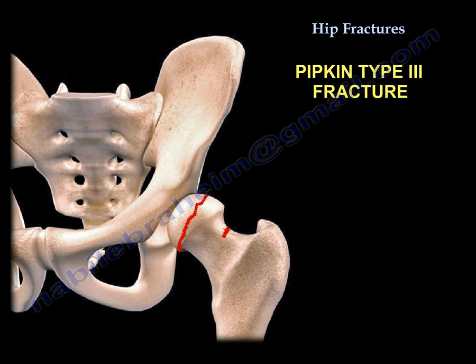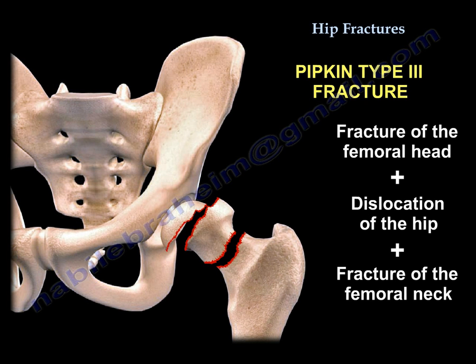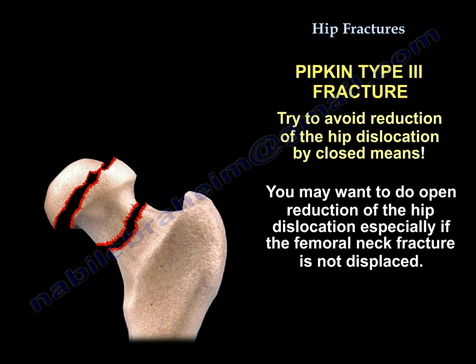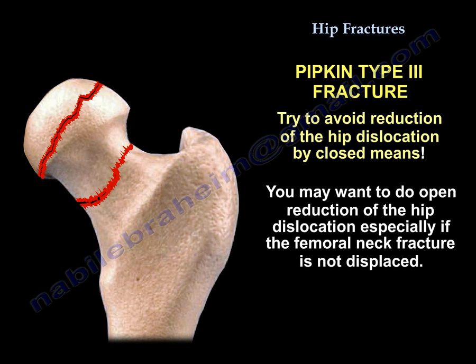Another interesting fracture is type 3 Pipkin fracture. So you will have fracture of the femoral head plus dislocation of the hip plus fracture of the femoral neck. Try to avoid reduction of the hip dislocation by closed means. You may want to do an open reduction of the hip dislocation, especially if the femoral neck fracture is not displaced.